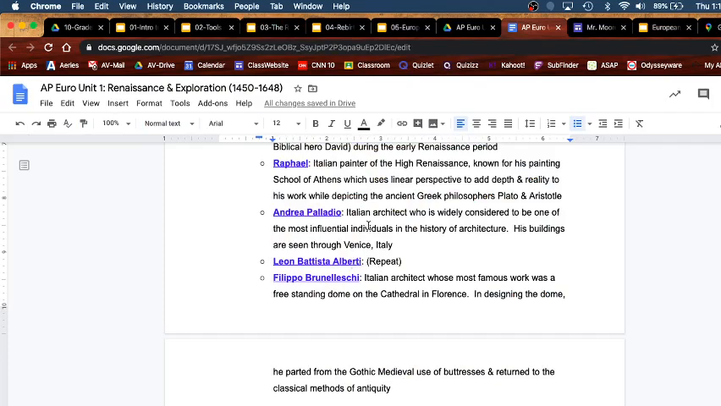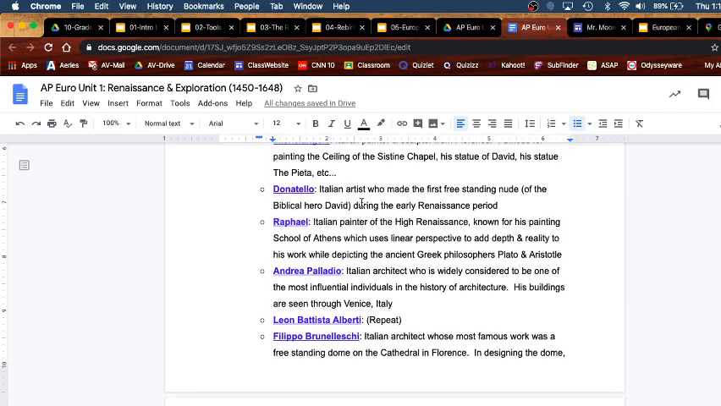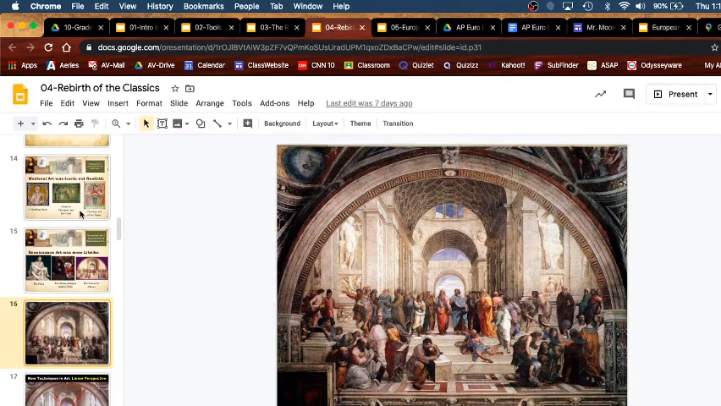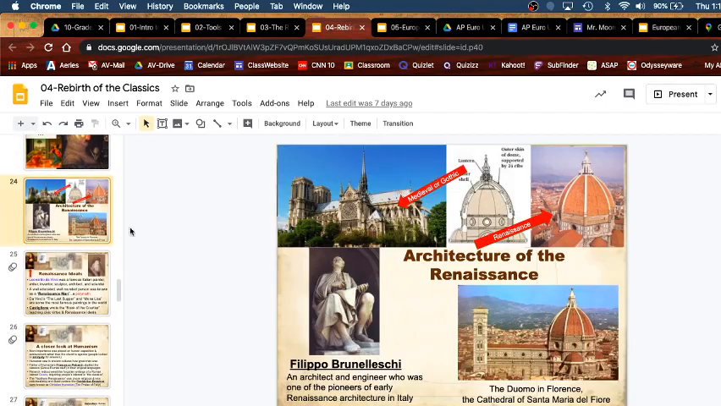Again, there is a repeat on a few. The last one we'll talk about in this section right here is Filippo Brunelleschi, an Italian architect whose most famous work was a freestanding dome on the cathedral in Florence. In designing the dome, he parted from the Gothic medieval use of buttresses and returned to the classic methods of antiquity. And so I'd like to take just a second and show you this freestanding dome.